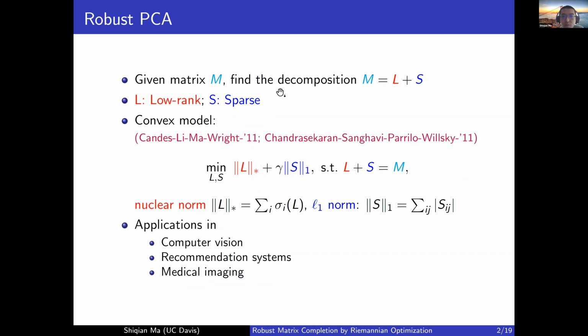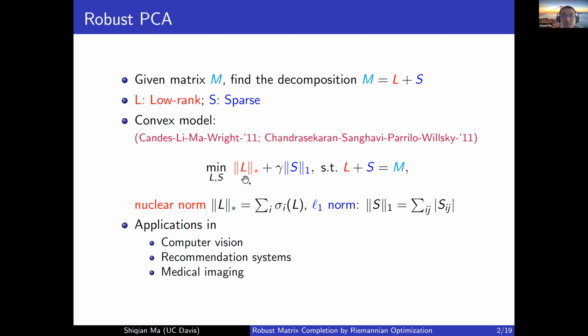And one way to model this problem is as a convex optimization problem. Here, this is one of the convex models. We want to minimize the nuclear norm of the matrix L plus the L1 norm of the matrix S subject to this constraint. Again, M is given, and L and S are unknown variables. The nuclear norm of L is defined as the sum of the singular values, and the L1 norm is defined as the sum of the absolute values of the entries.